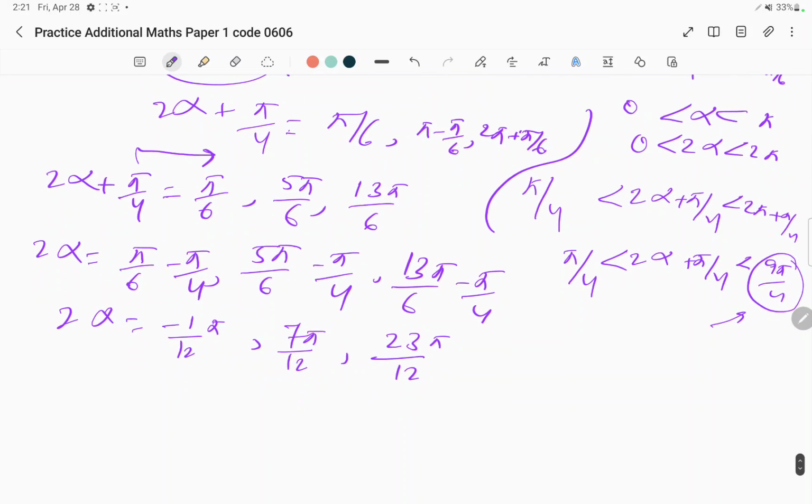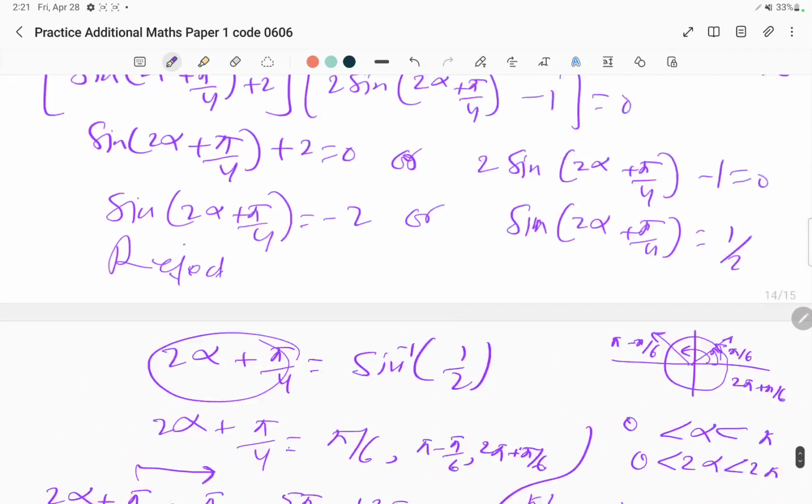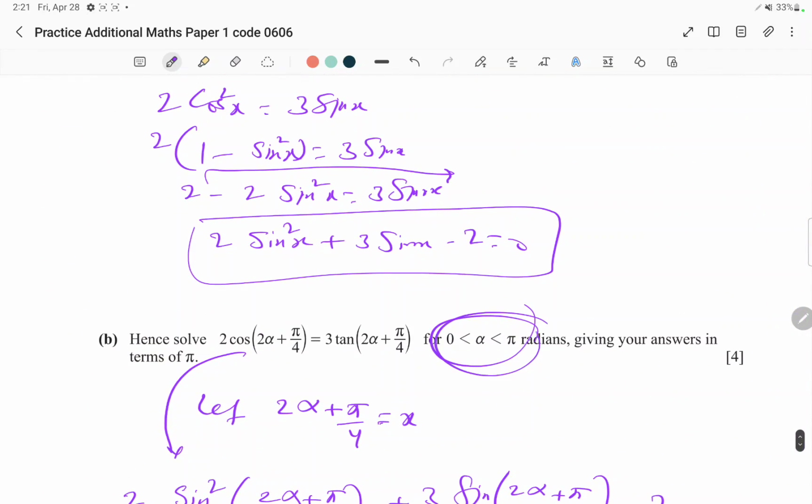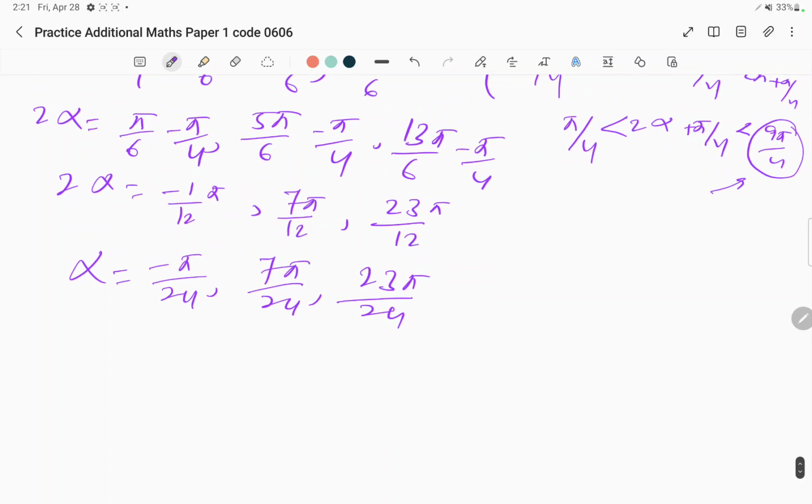Okay, now divide by 2 to get alpha. So alpha is minus pi over 24, 7 pi over 24, and 23 pi over 24. Now we have to check our condition, alpha is 0 to pi, right? So we have to reject the first because it's negative. 7 pi over 24, yeah.